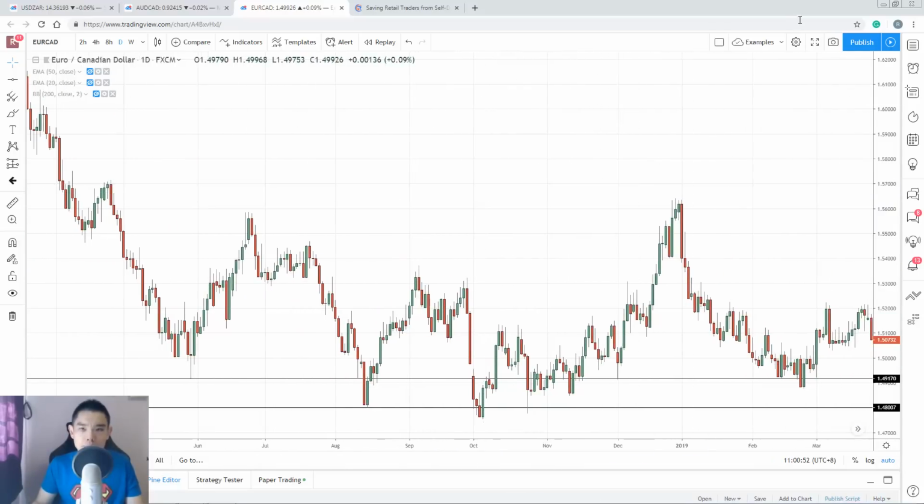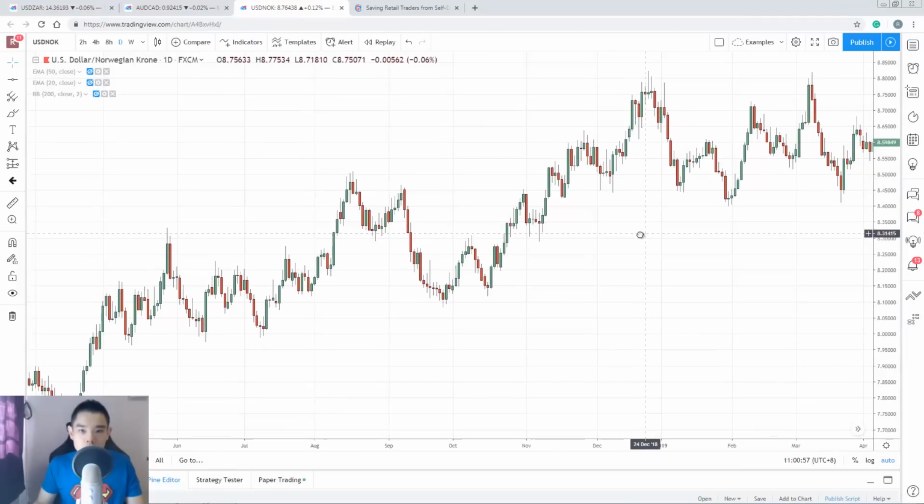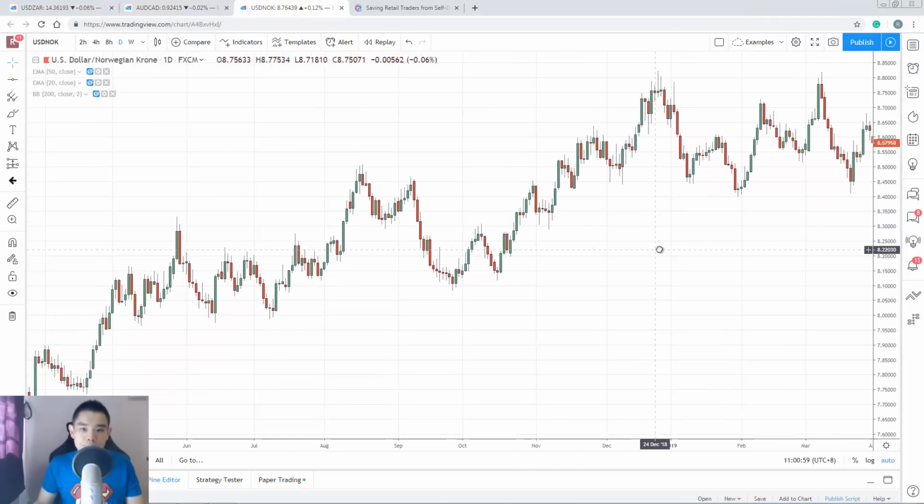So let me walk you through another example. This is for Euro Canadian dollar against the Norwegian kroner. So if you look at this again, look at this chart.